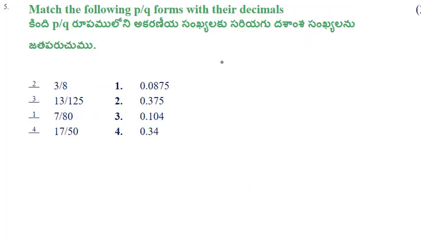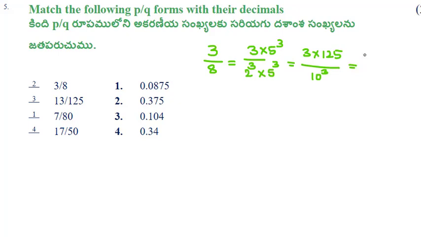In this problem, we have to match the P by Q form to the decimal form. So first one is 3 by 8. We can write 8 as 2 cube. So we need 5 cube to multiply. So into 5 cube, that equals to 3 into 125 by 10 cube, that means 375 by 1000, that equals to 0.375 is the answer.